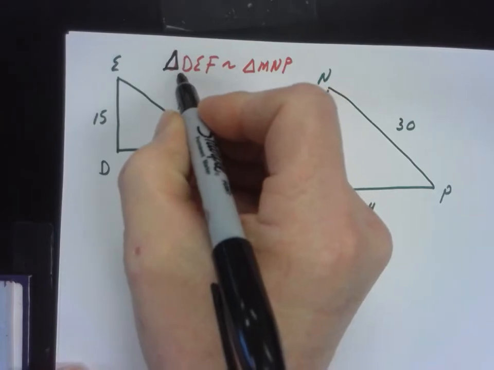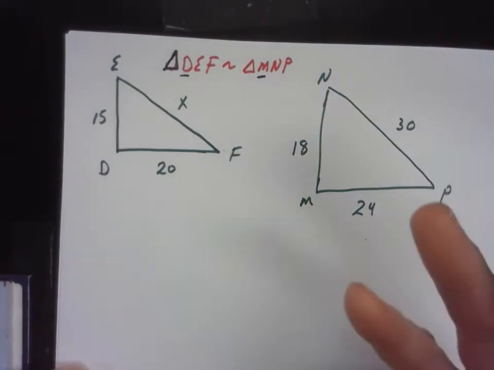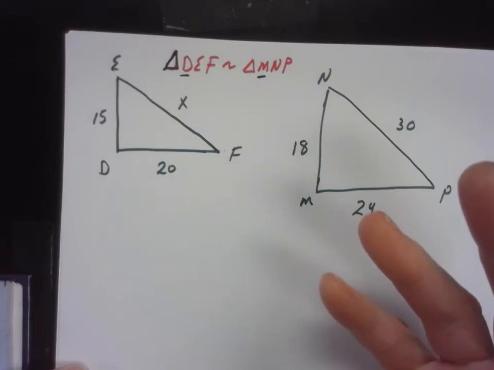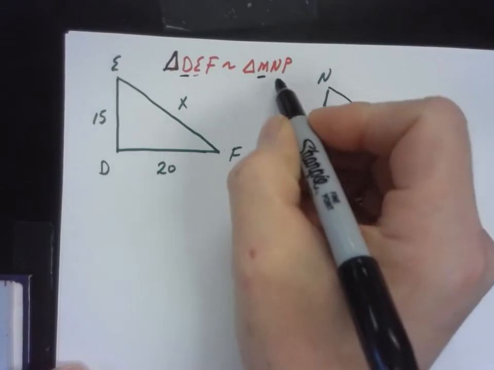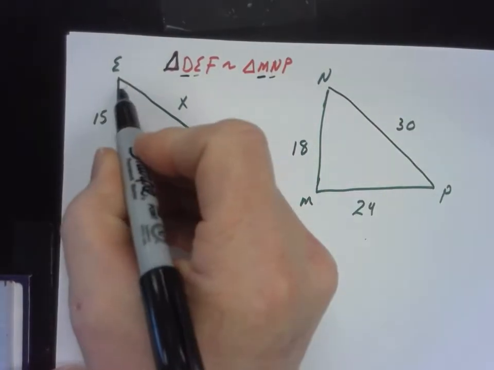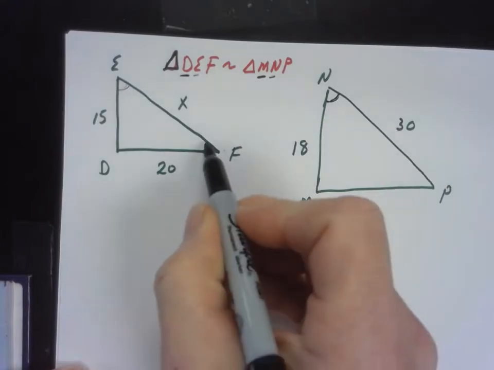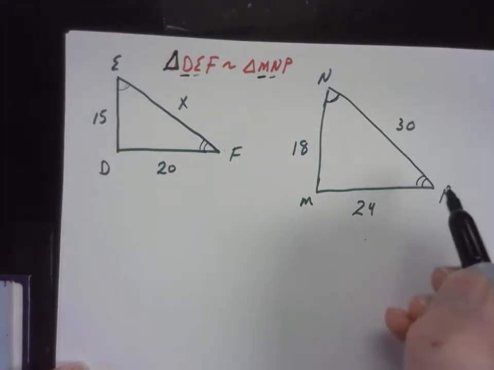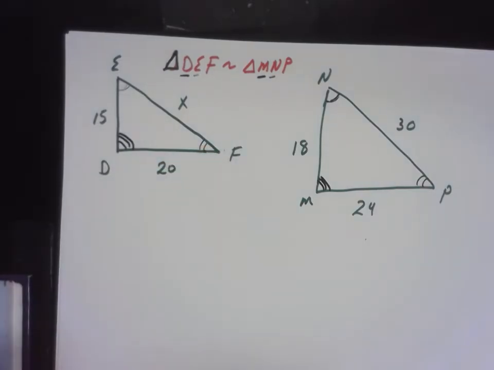It's telling you angle D and angle M are congruent, right? Not kind of the same. They're exactly the same measure. Angle E and angle N, so angle E right here and angle N are congruent, and angle F and angle P are congruent. So it's telling you that, and then it's also telling you which sides correspond to each other.